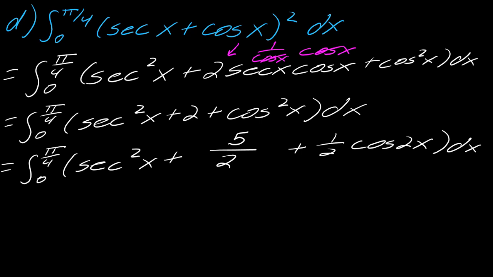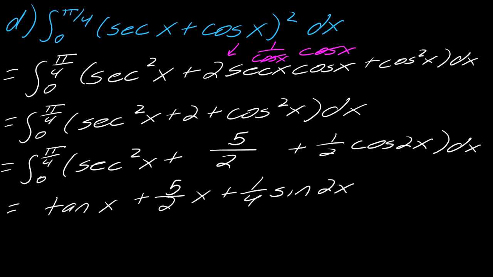It doesn't really matter. Okay, so now if I take the antiderivative of this, the antiderivative of secant squared is tangent, and then the antiderivative of 5 over 2 will be 5 over 2 x. And then this last part, we've already played around with this quite a bit, so this will be 1/4 sine of 2x. And so now I just have to finish evaluating all of this.